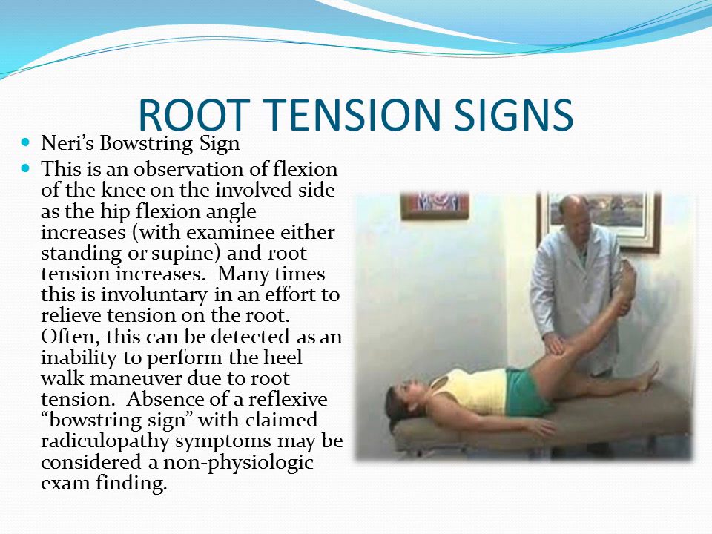Finally, with regards to root tension signs of the L4, L5, and S1 nerve roots, we have one more maneuver, which is actually not really a maneuver, but more of an observation. And I love this concept. This is called Neri's bowstring sign, or sometimes referred to just simply as the bowstring sign.